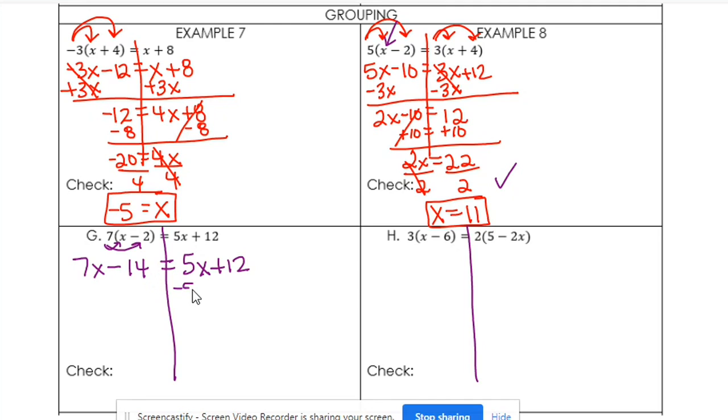So we're going to move the smaller one, which is 5x, so we're going to subtract 5x. 7x minus 5x is 2x. I need to bring down the minus 14. 5x minus 5x cancels, and I'm left with 12.